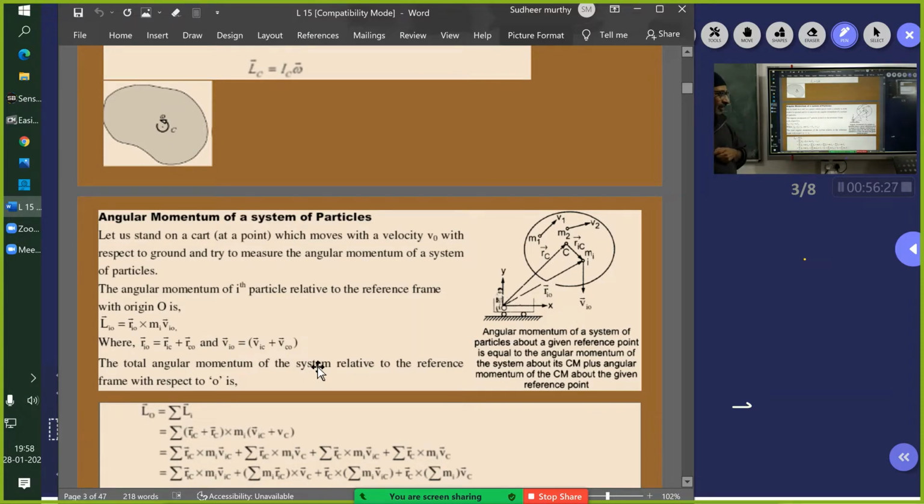So even with respect to that other point, the body will still have angular momentum. Wait a minute, we'll see under what circumstance it will come. Therefore, there is a systematic analysis. Don't worry about it.